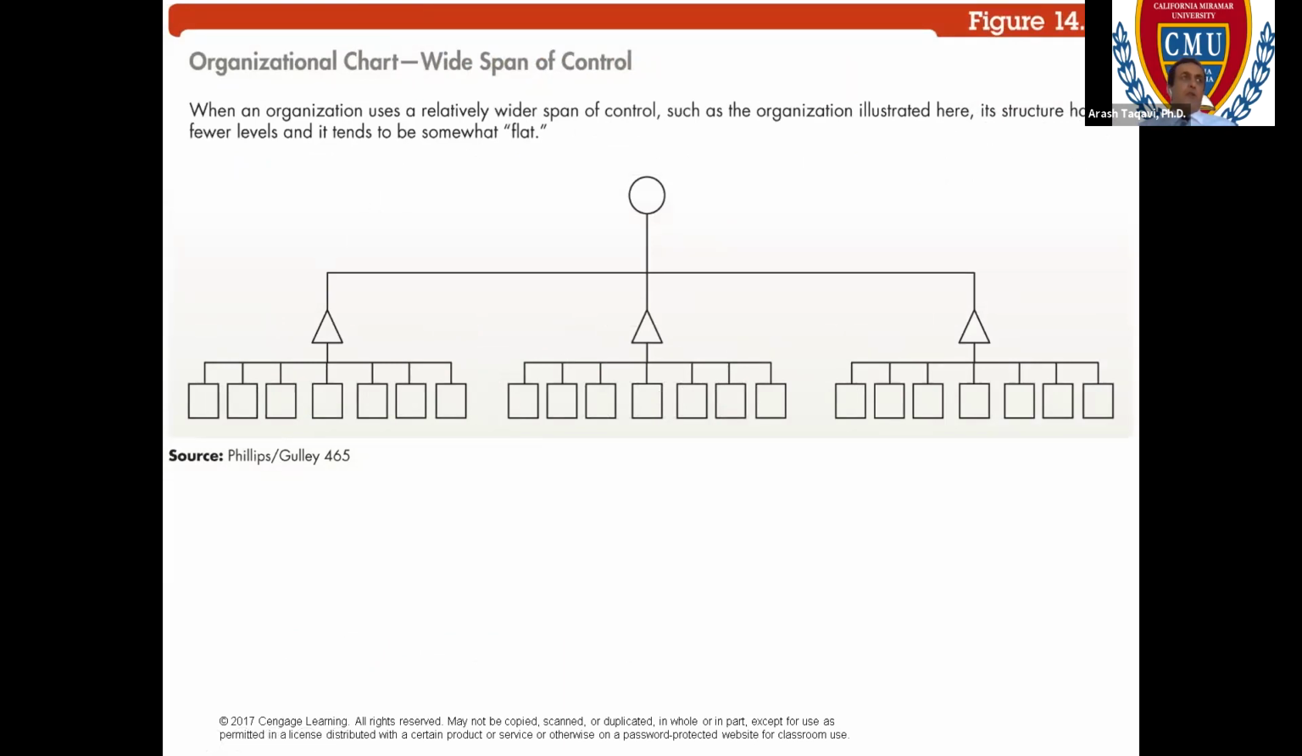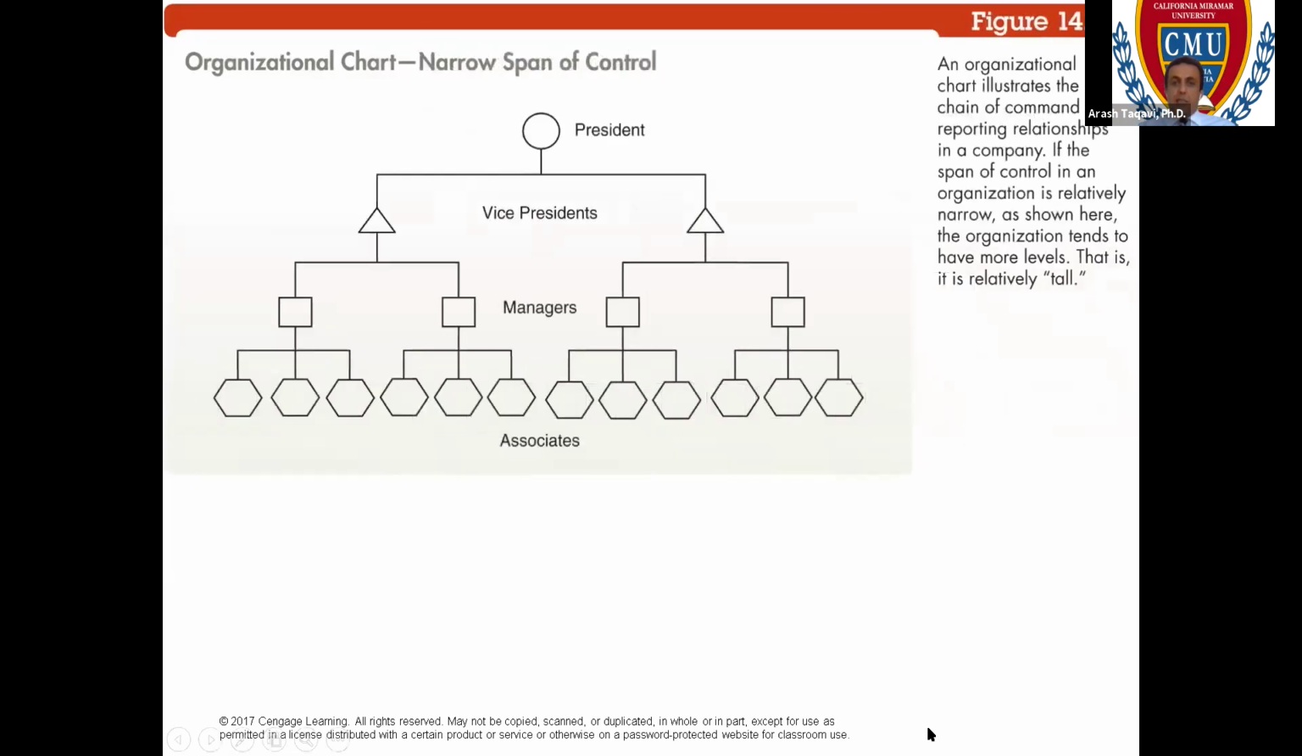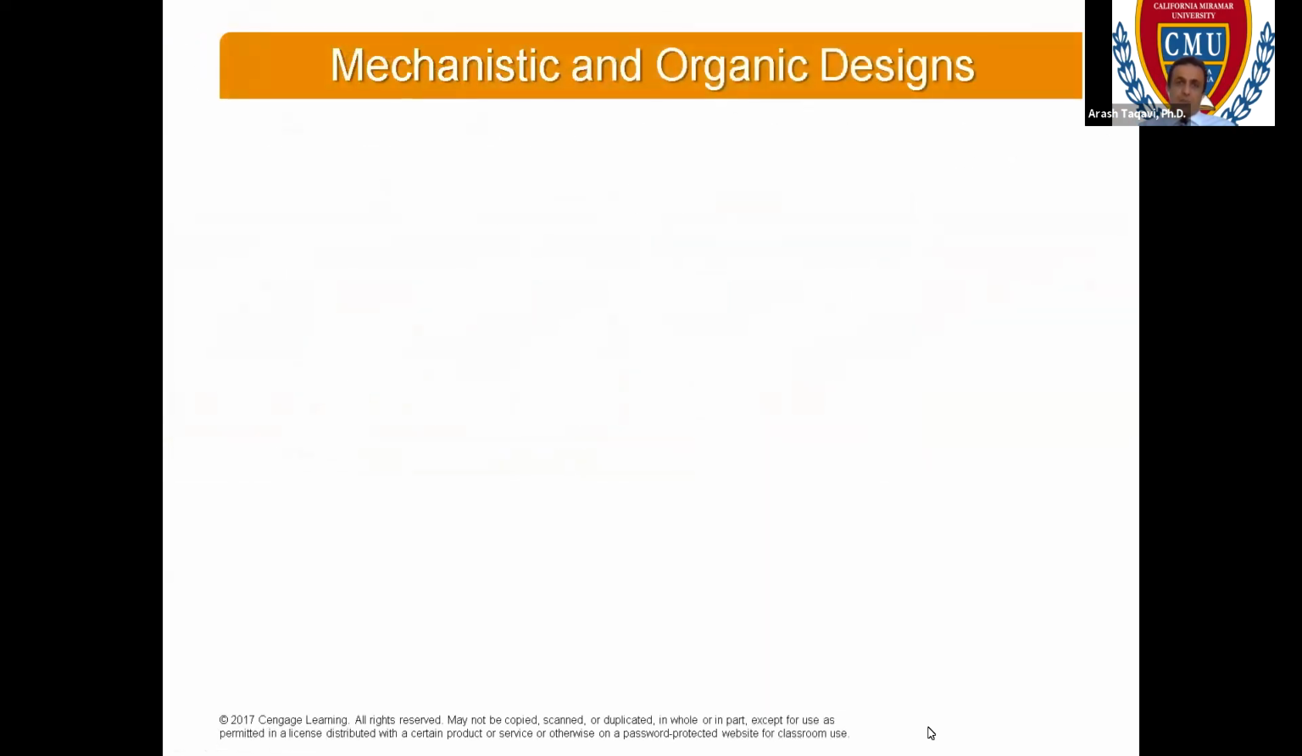In a narrow span of control, you have some parts near together: one president, two vice presidents, two managers, two departments. In a wide span of control, there are more subcategories or subsystems. So span of control is the extent to which a person can control, and how many people are under the control of his or her responsibility or department. As a diagram, we can see the wide and the narrow span of control.